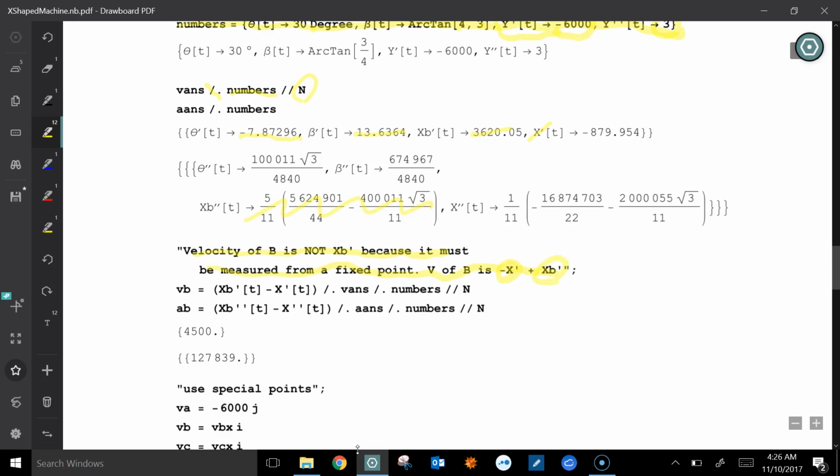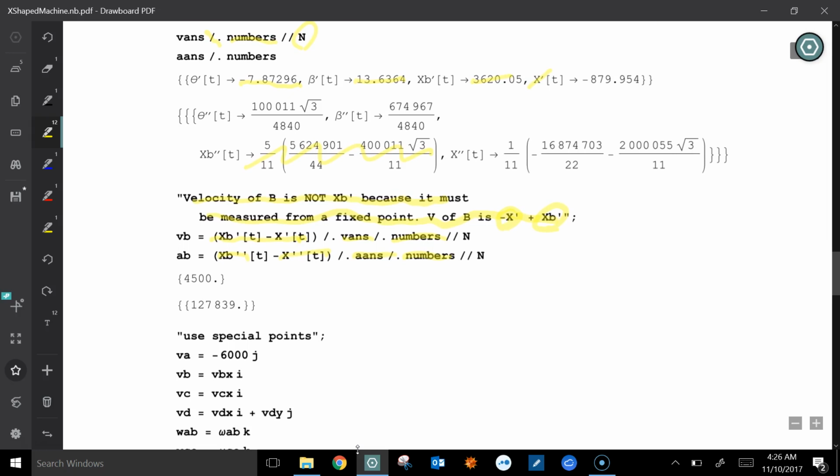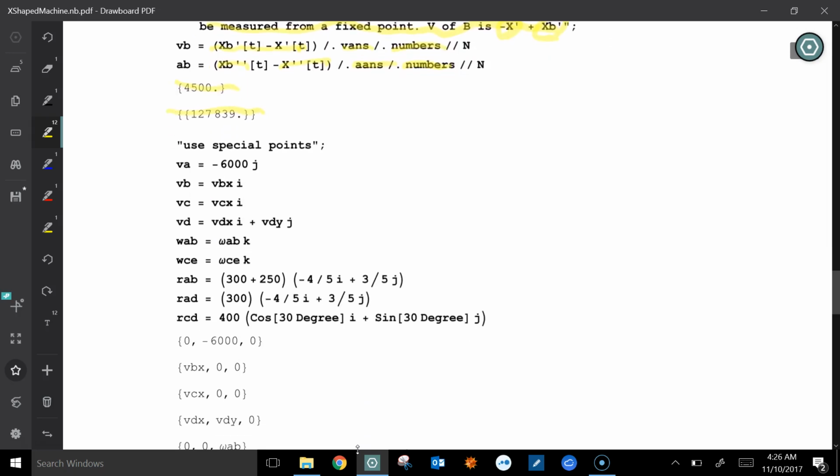So the velocity of B is actually a negative x dot plus xb dot. So if you add those guys, xb dot minus xb, x tick, and then for the acceleration it'd be the doubles, right? And you plug in the answers and the numbers. This is what you get for the velocity, and then the acceleration would be that value. Okay, now if you're going to use special points, we should get the same answer.